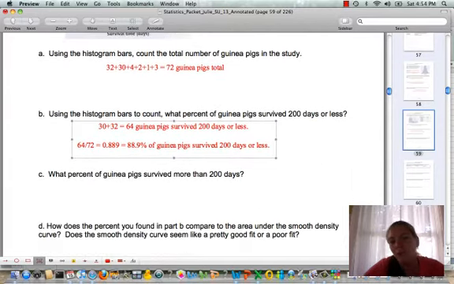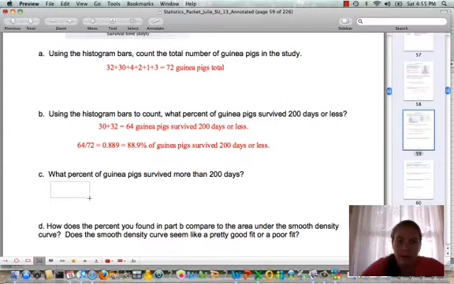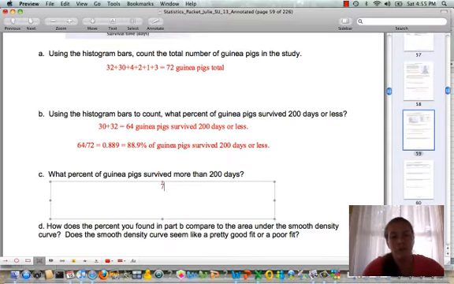And so now they're asking what percent of guinea pigs survived more than 200 days. So we have a couple options here. We could calculate out the difference. So let's do it the first way. We could say 72 subtract 64 equals 8 guinea pigs. And remember, 72 is the total and 64 lived less. And then we could do 8 divided by 72 total.